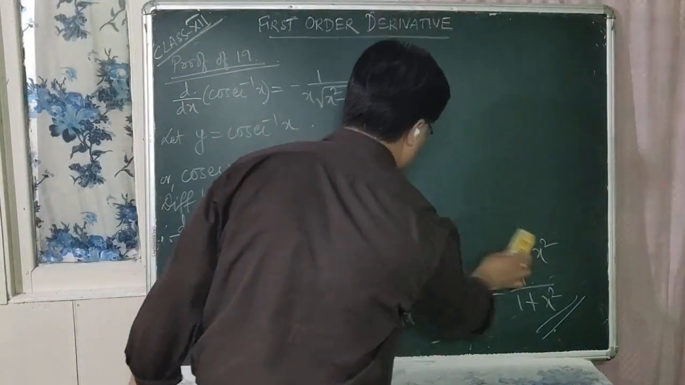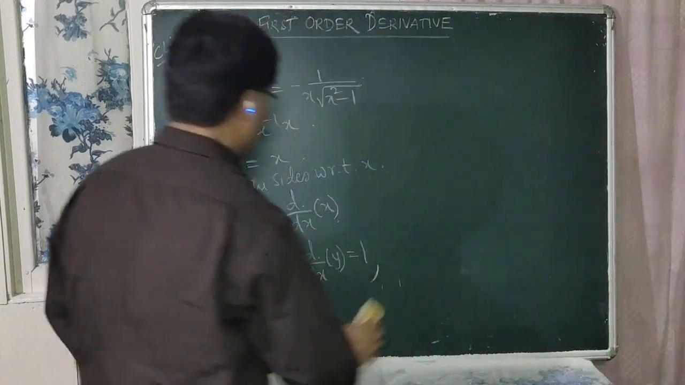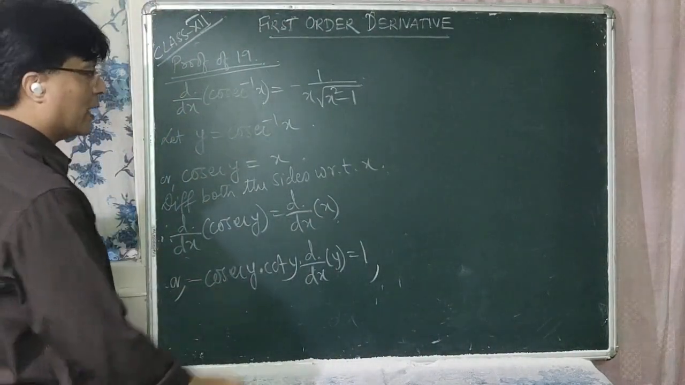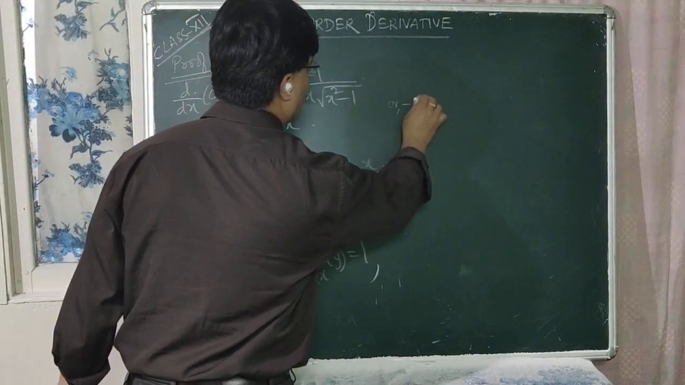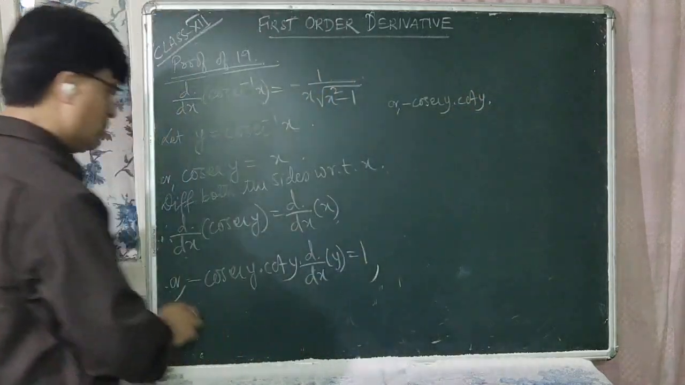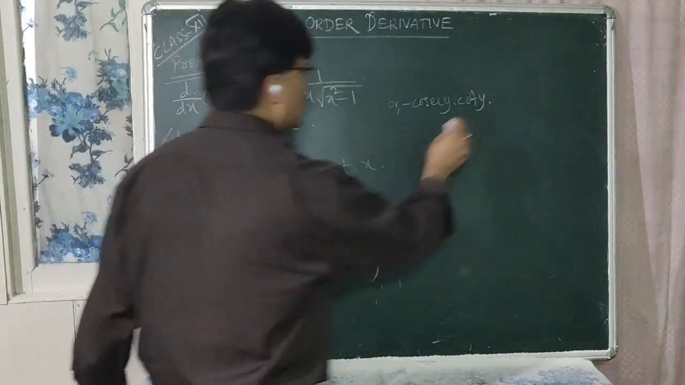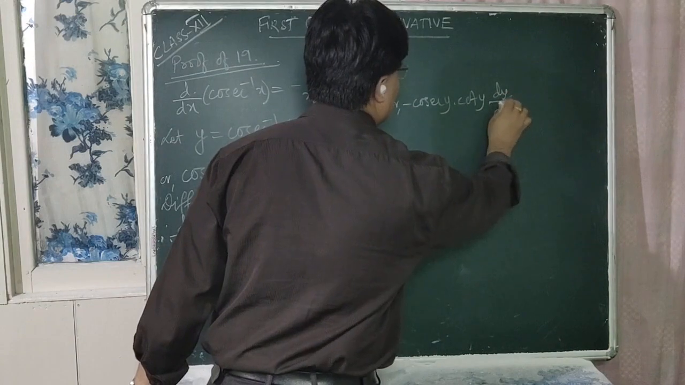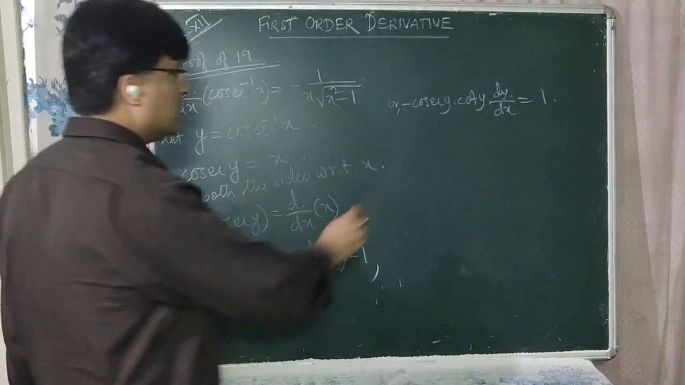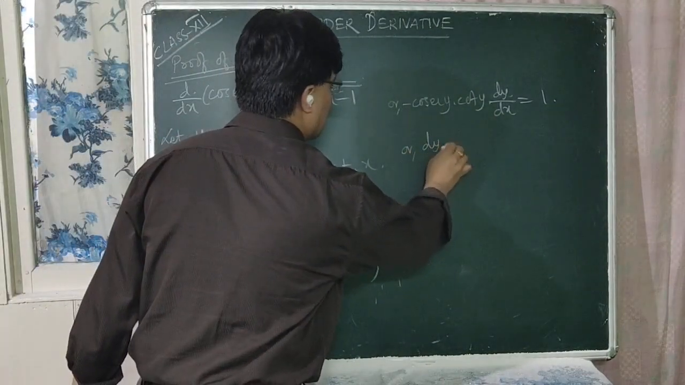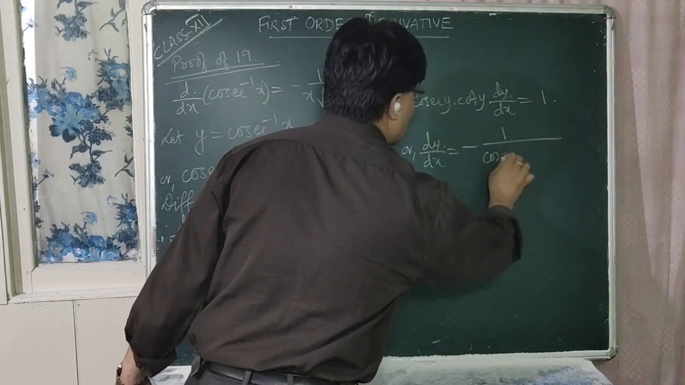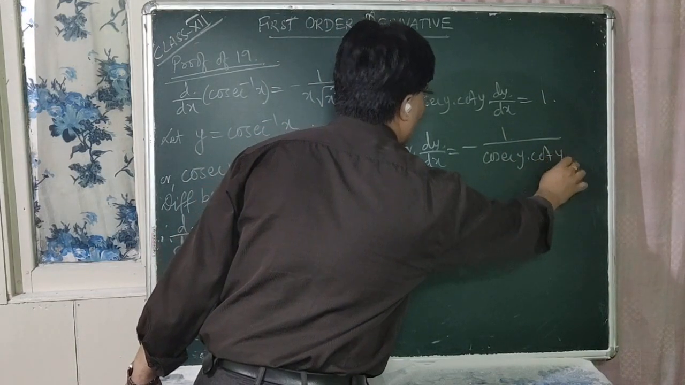So now next, write down in the next step. So it is minus cosec y into cot y into dy by dx. What is dy by dx of y? It is 1. Okay. Now let us get the value for dy by dx, or dy by dx is equal to minus 1 upon cosec y into cot y.